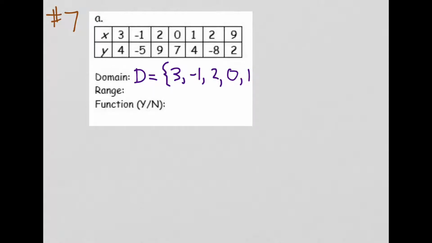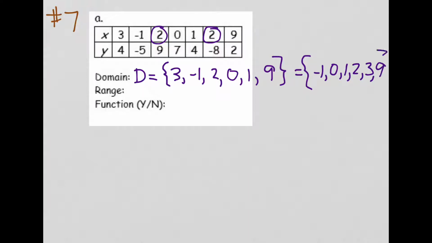Wait, I already have a 2. Don't list the 2 twice. See that 2? Once is enough. And then we have a 9. So it's bad to repeat the numbers in your domain. Don't do that. Now, I just wrote them down in the order that I saw them, but it is a little bit better manners if you were to actually write them in ascending order from least to greatest. So that would be -1, 0, 1, 2, 3, and 9.